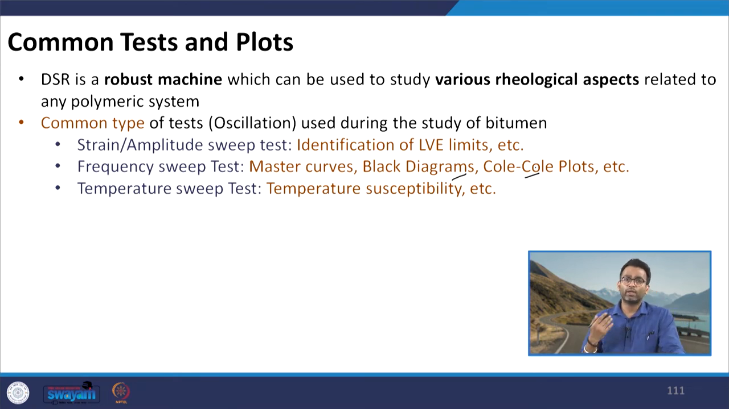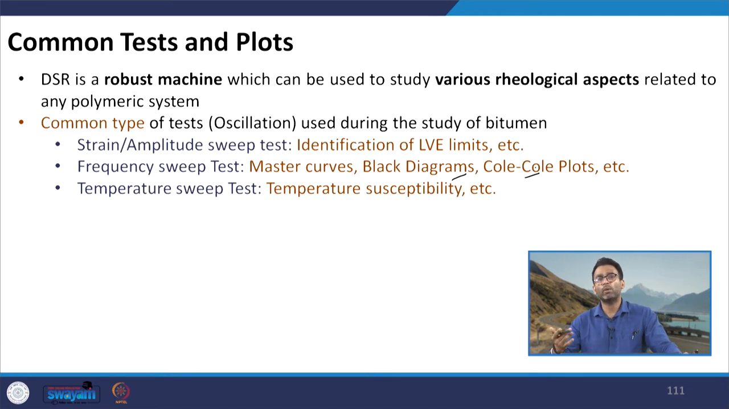People also carry out temperature sweep tests. A temperature sweep test can be done to assess the temperature susceptibility. If you remember, we have already discussed what temperature susceptibility is: we are seeing the variation of the stiffness of bitumen, or any consistency property or rheological property of bitumen, with change in temperature.